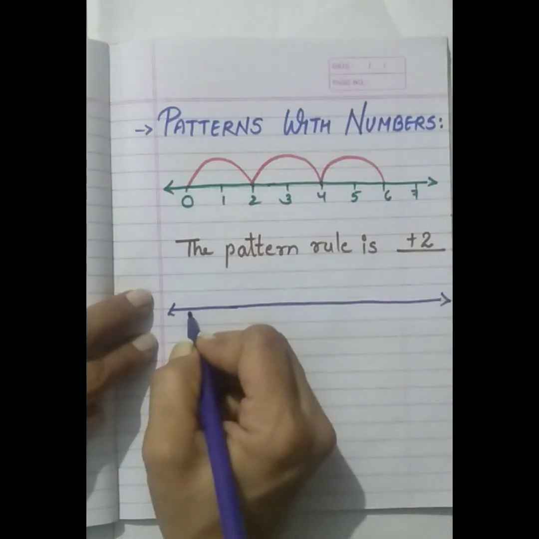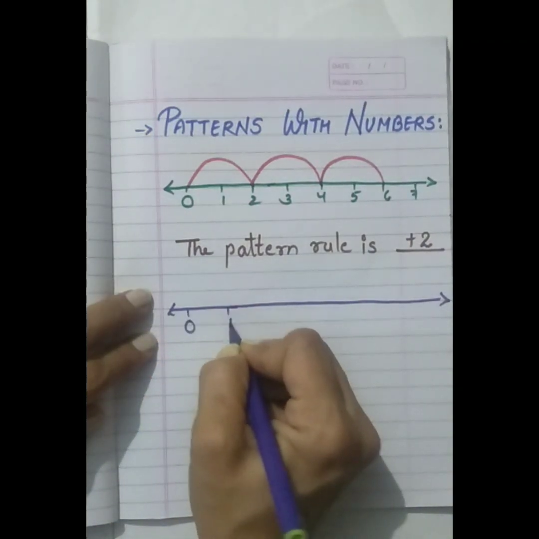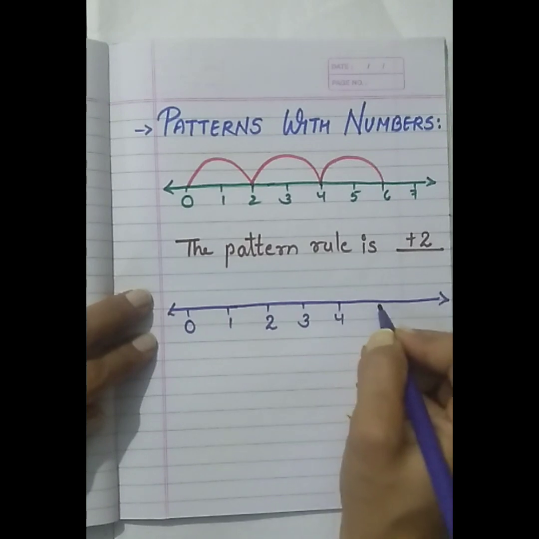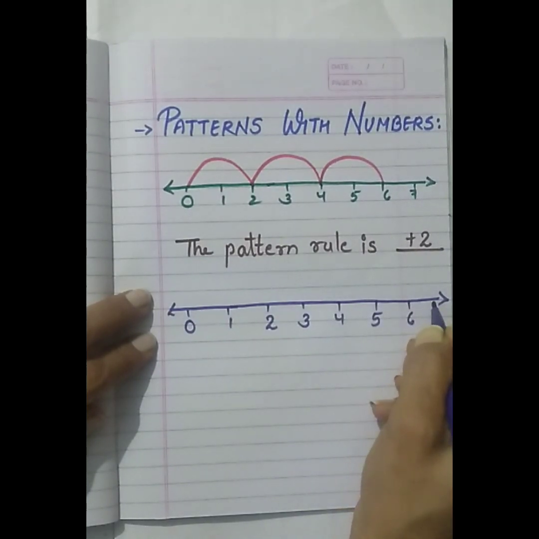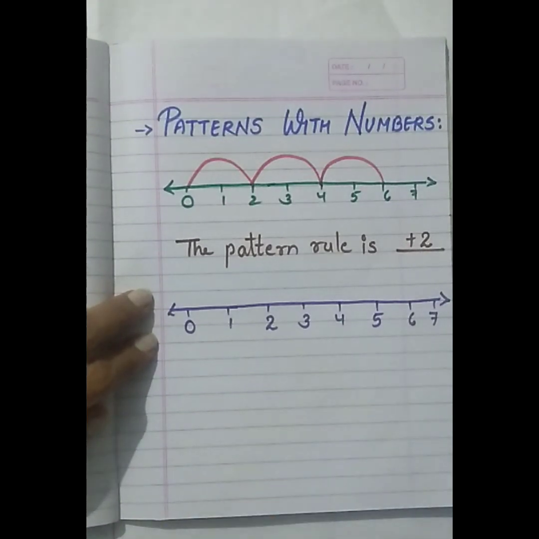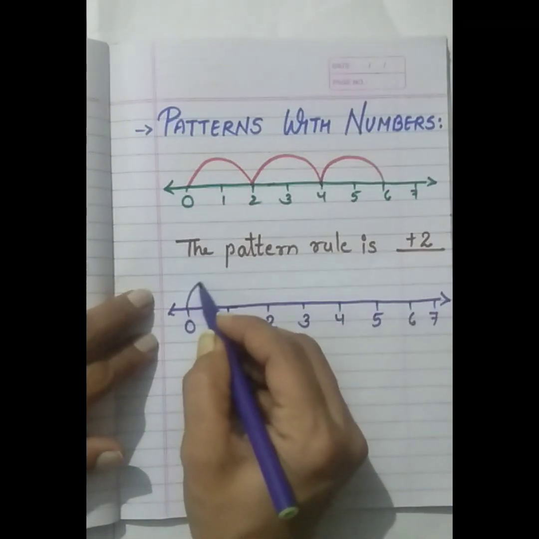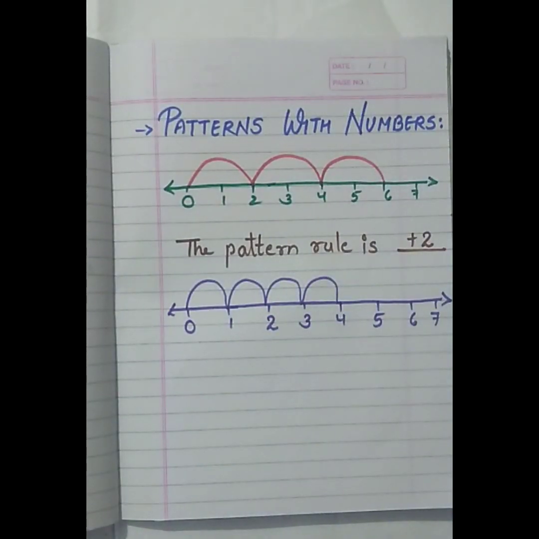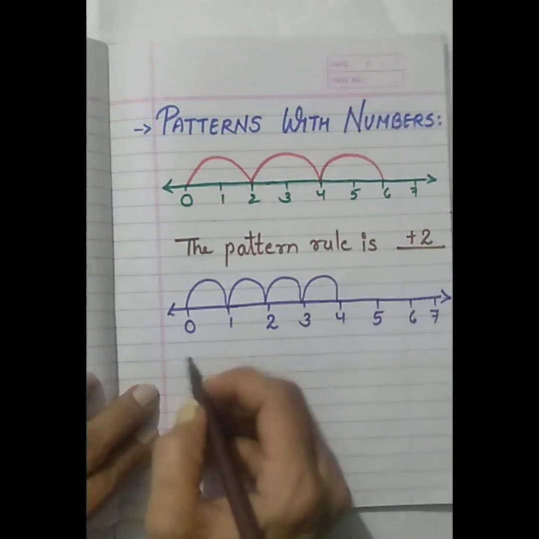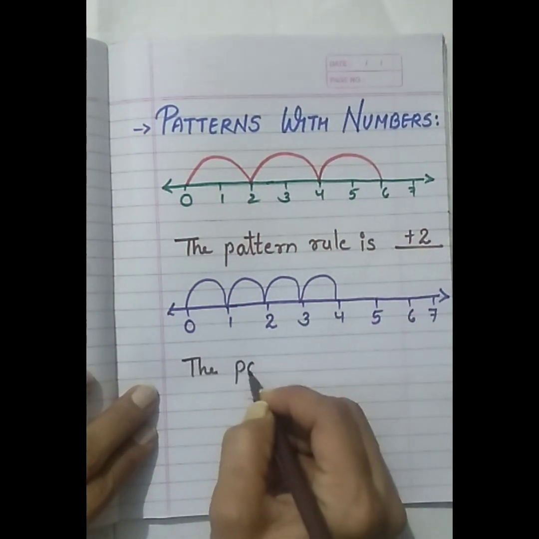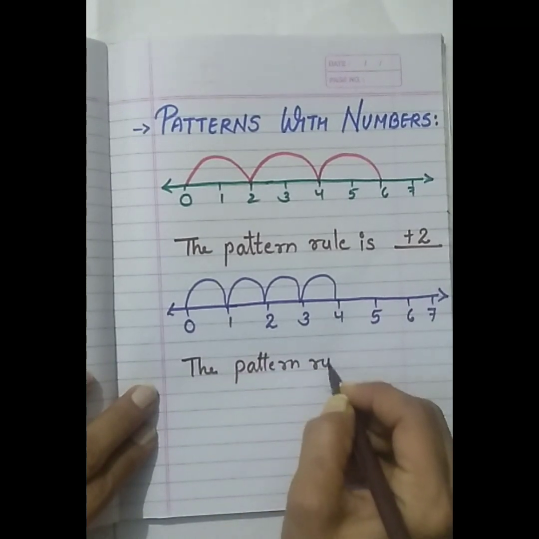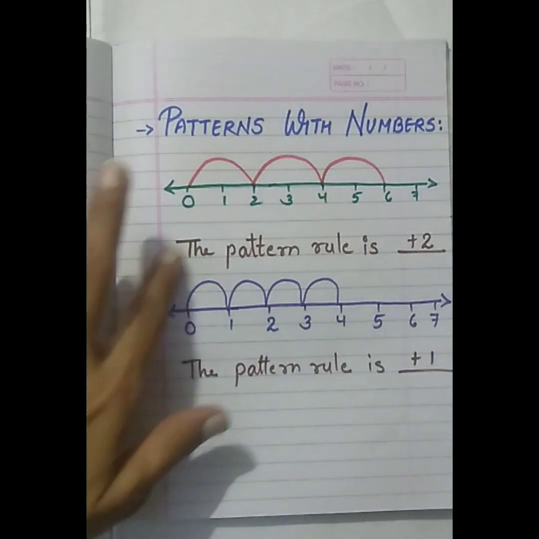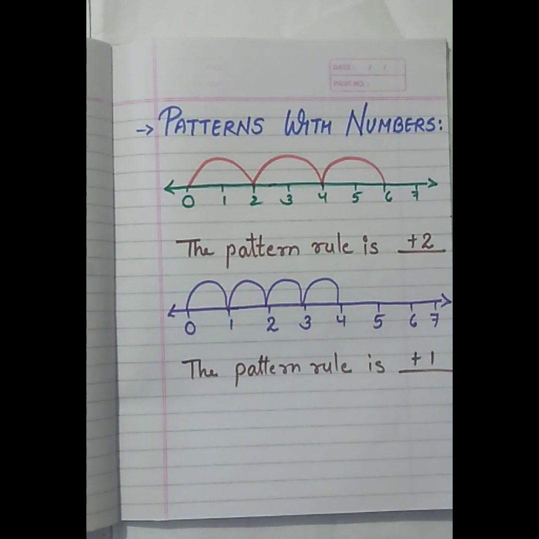Let us take one more example on the number line itself. This number line is only for understanding, students. In the exam, there will be no number line, and you don't have to draw any number line. Okay. Now, here I am taking a skip counting of 1. So here every time the number increases by 1. So the pattern rule here will be plus 1, as every time the number is increased by 1.